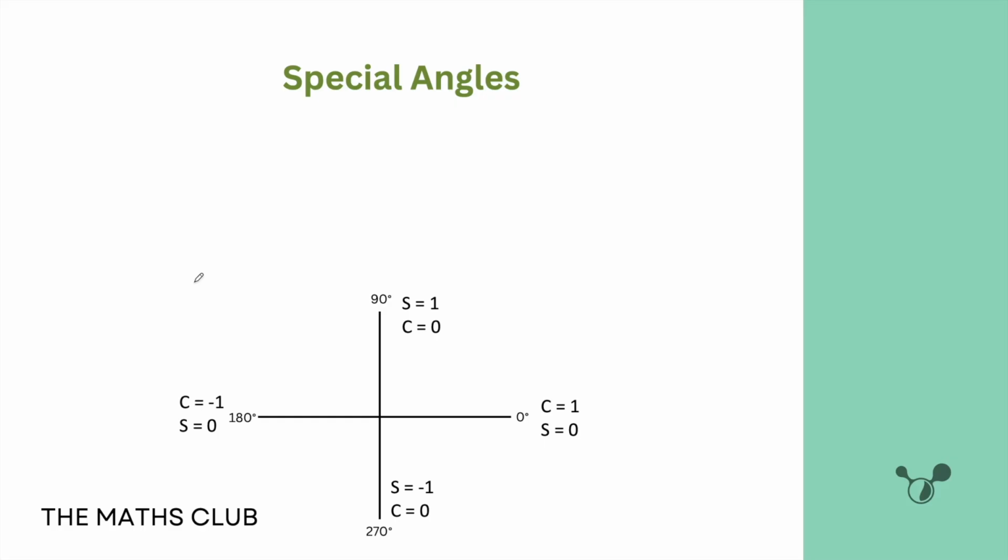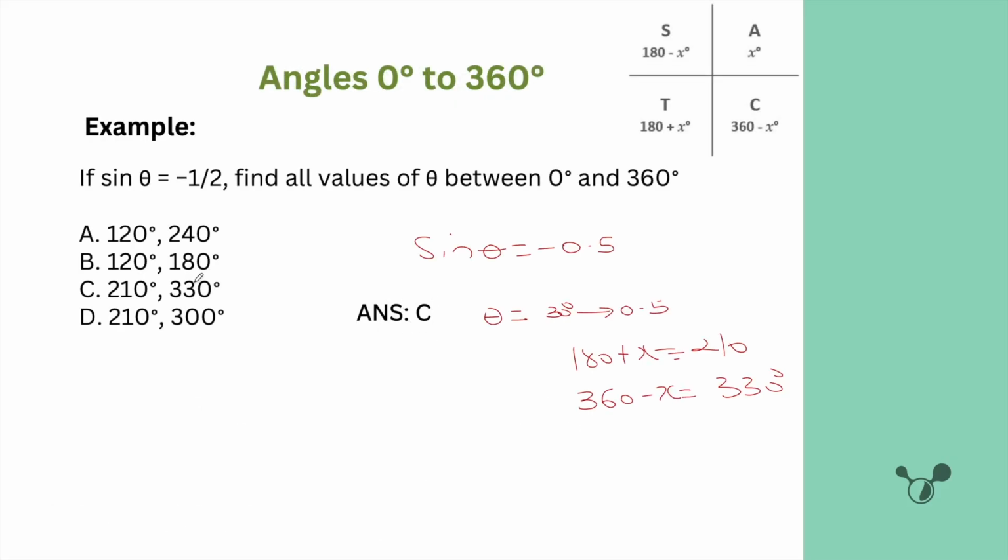Okay, so there's only one example here. So let me just give you one other example. So if our tan theta is, let's say, minus root 3 over 3, minus root 3 over 3.